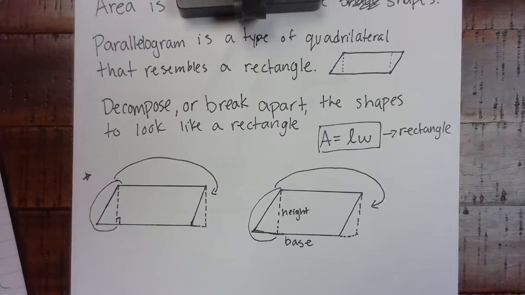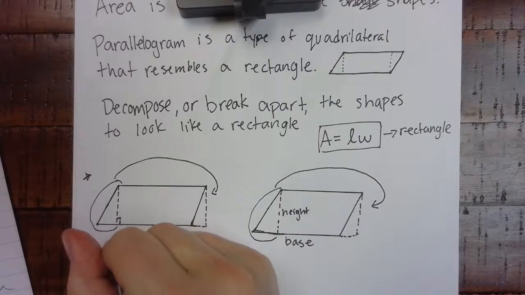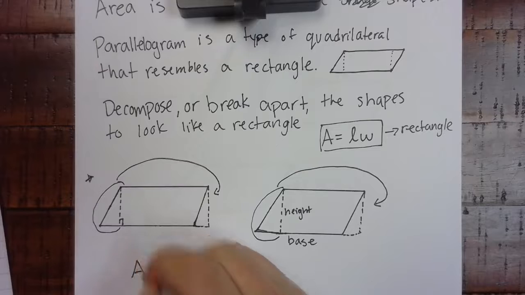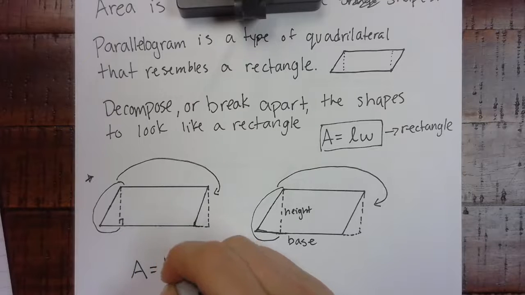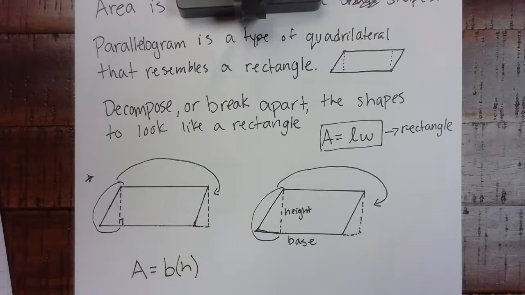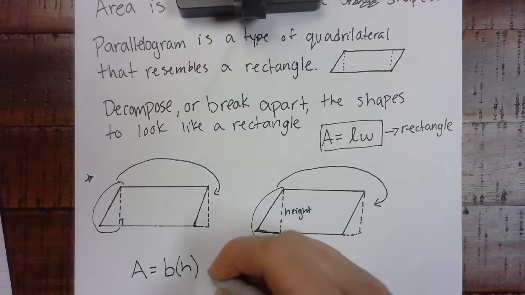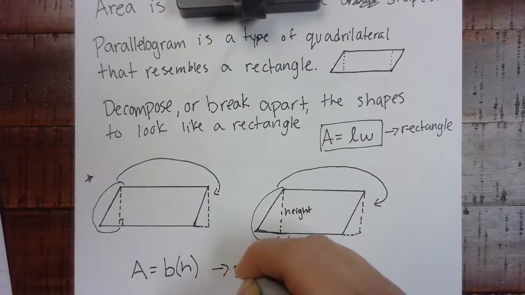So with that being said, the area of a parallelogram is very similar to the area of a rectangle. The area, so A equals area of a parallelogram is just base times height. Very similar to length times width, we just use different words for them. Right? So the area of a parallelogram.